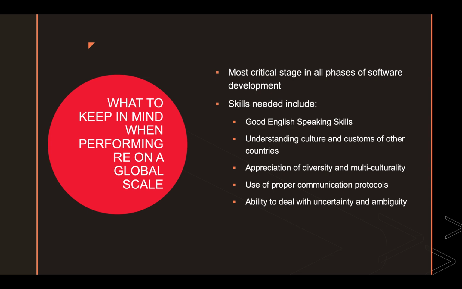Another skill is the ability to deal with uncertainty and ambiguity. When it comes to involving a large pool of developers and stakeholders from all over the world, there is no telling what that might come with. And so, from a requirements elicitor or requirements engineer standpoint, there's a need to keep your head up in that aspect and to know that anything could come, honestly.